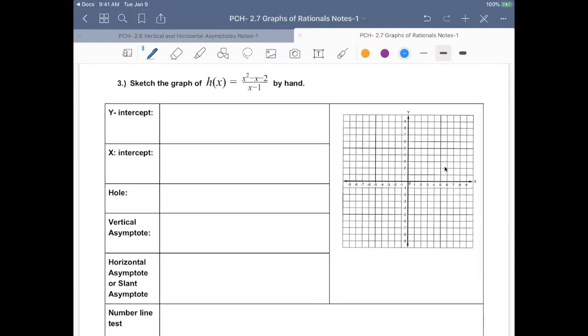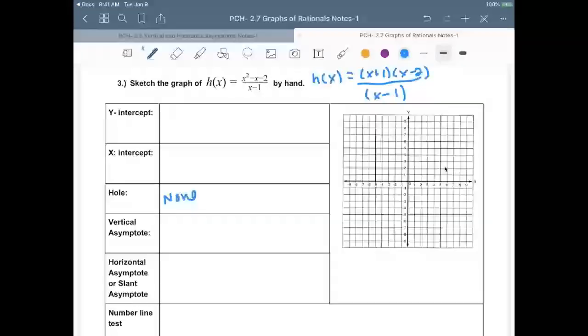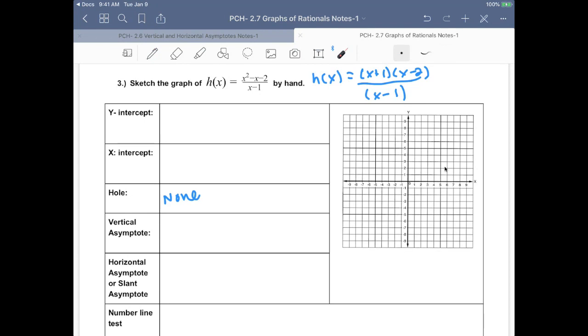We have, let's factor the top and factor the bottom. So I get h of x is equal to x plus 1 times x minus 2 over x minus 1. All right, nothing cancels, so I have no holes. My vertical asymptote, I check out from the bottom here. So we get x minus 1 is equal to 0. So when x is equal to 1.